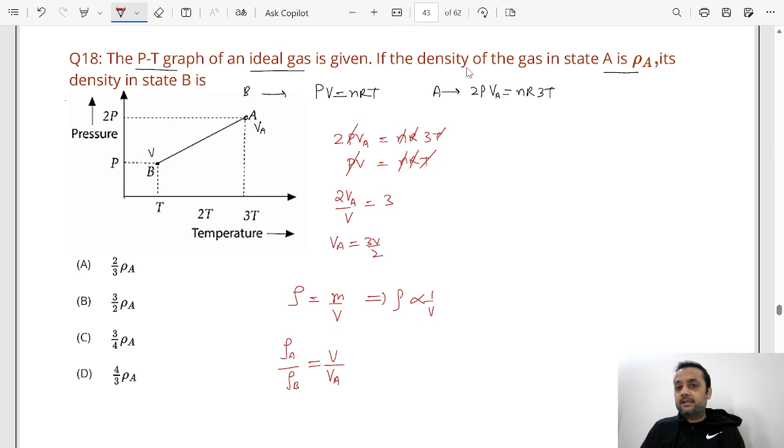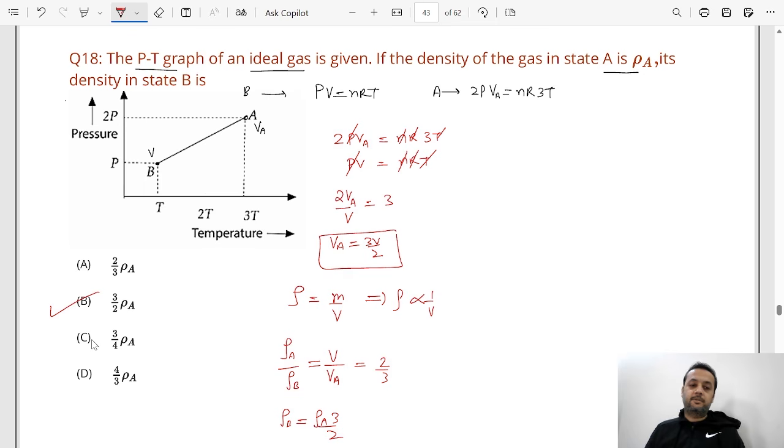So now if in state A density was rho A, what will the rho B value be? Basically rho A times V by V A. Now look, V by V A is how much? From here you can see V by V A is 2 by 3. So rho B will be 3 rho A by 2. Okay, 3 rho A by 2.